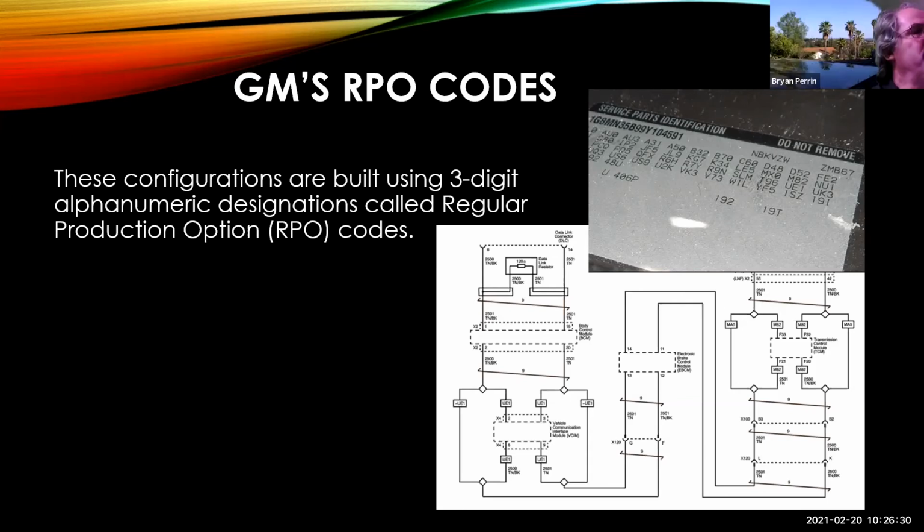So these configurations are built using the RPO codes. These are GM's regular production option codes. This is how GM lets you know you have options. So options might equate to which modules the car is equipped with, and therefore you'll see these RPO numbers down in the wiring schematic. These little square boxes we see down here in the schematic are these RPO codes letting us know, hey, this is equipped, this is not equipped. So not all cars have all modules. This is a way on GM of verifying whether or not that module is actually supposed to be on the car or not.